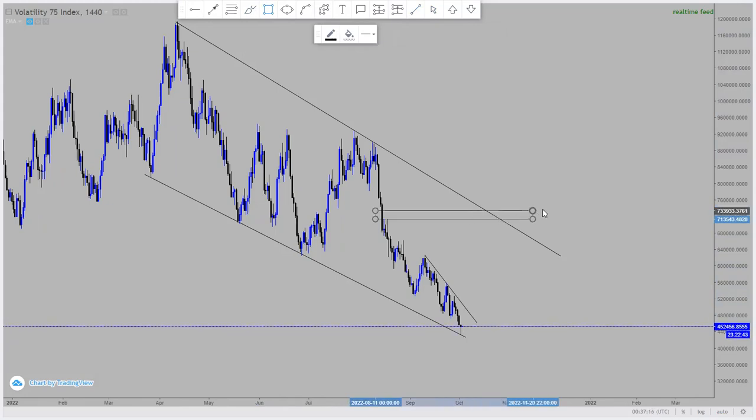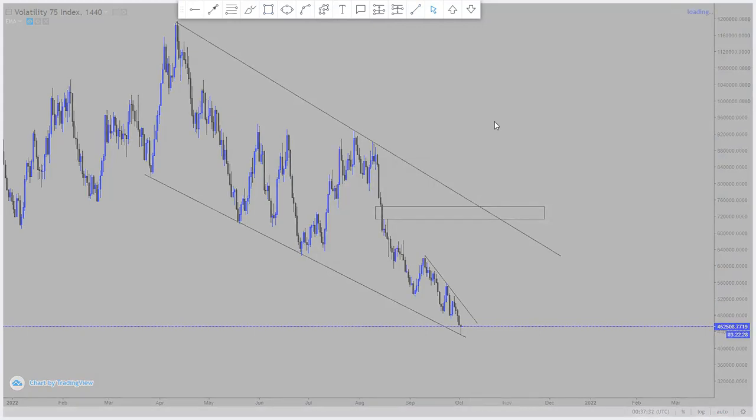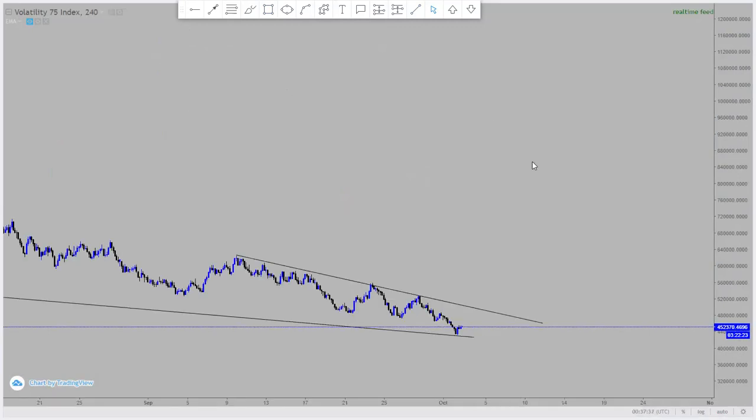Yeah, this zone here. This is the zone where I'm expecting the market to come to, somewhere around that zone there. So going down to lower time frames, we're now just looking for entry confirmations. Once we get our entry confirmations, we start buying the VIX.